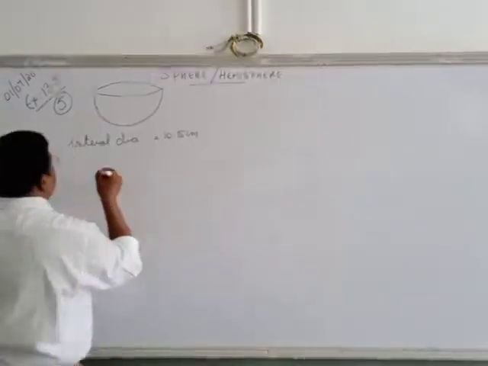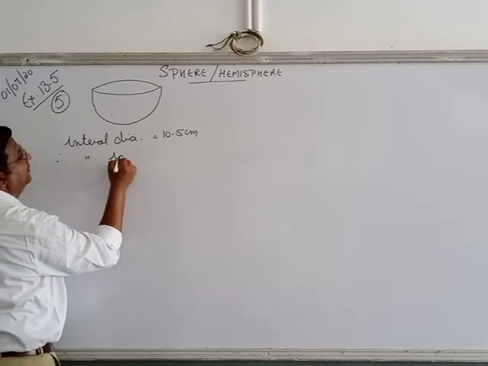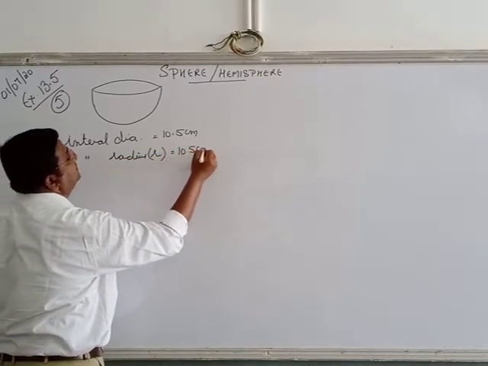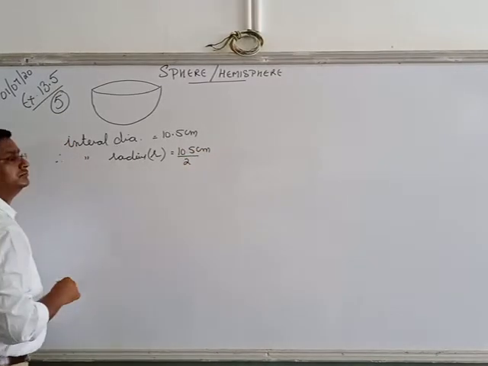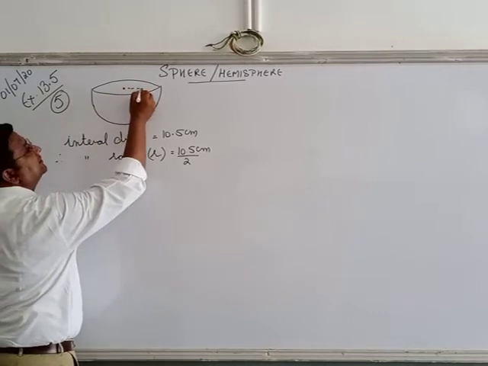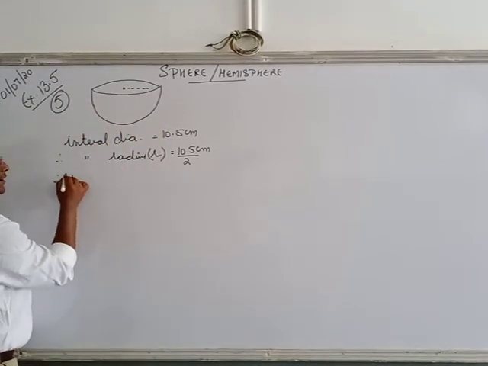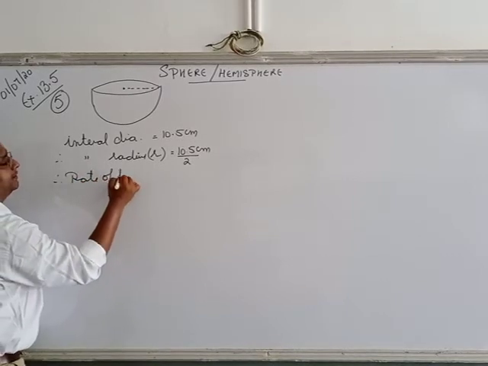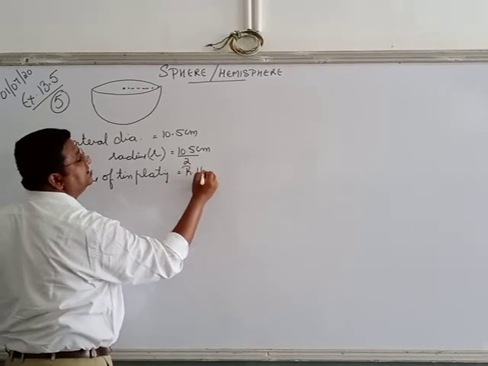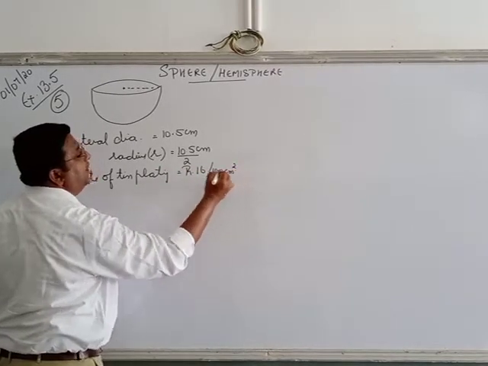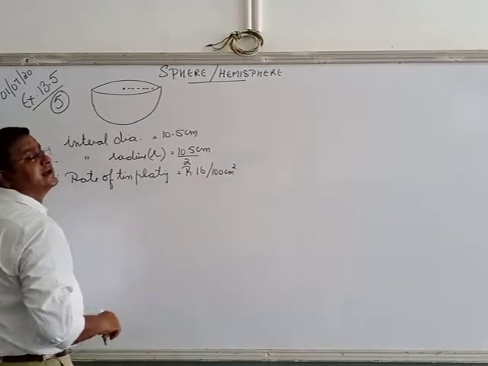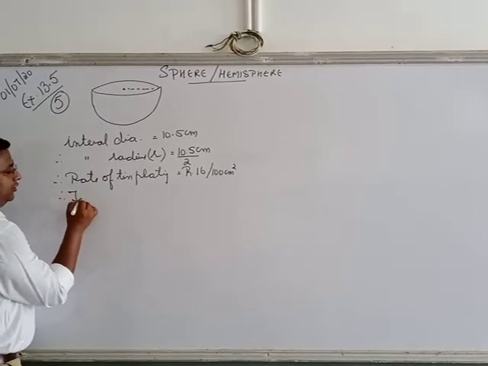We plate it inside. So therefore, internal radius R is equal to 10.5 centimeter divided by 2, yes or no? So we are supposed to be plating it from inside, so we have the inner radius. So therefore, rate of tin plating is equal to what? Rupees 16 per 100 centimeter square. Yes or no? For 100 centimeter square, he is charging how many rupees? 16.